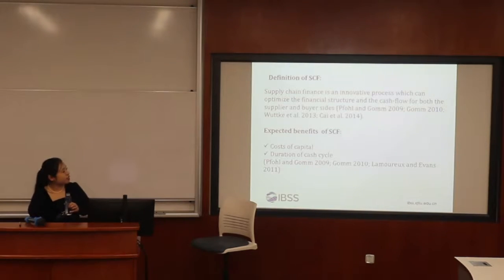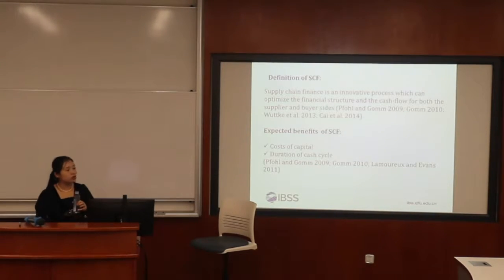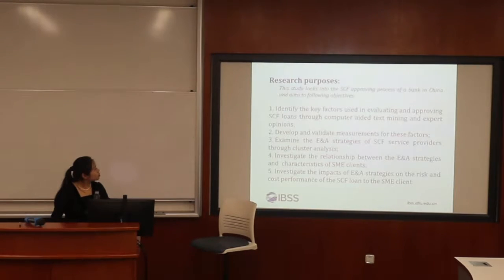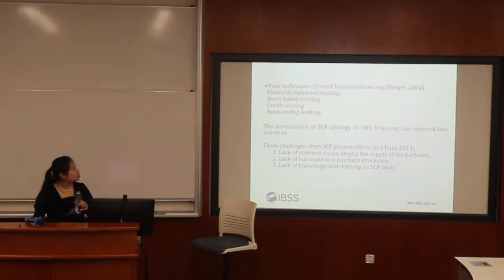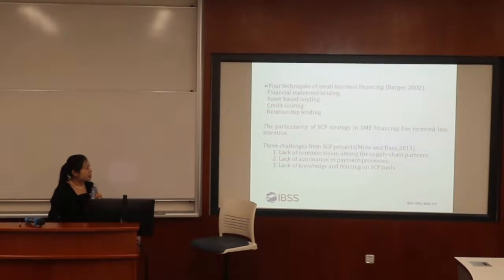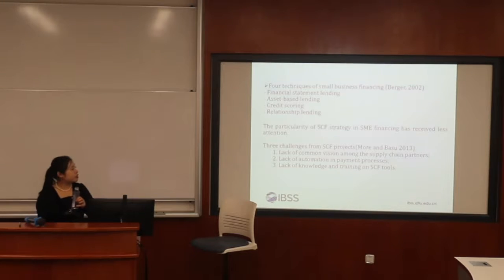So there are some benefits from supply chain finance. It can reduce the cost of capital. It can help us to reduce the duration of cash flow. According to Berger 2002, small business finance always has four techniques: financial statement lending, asset-based lending, credit scoring, as well as relationship lending. However, we found that the particularity of supply chain finance strategy in small and medium enterprise financing has received less attention from the literature.